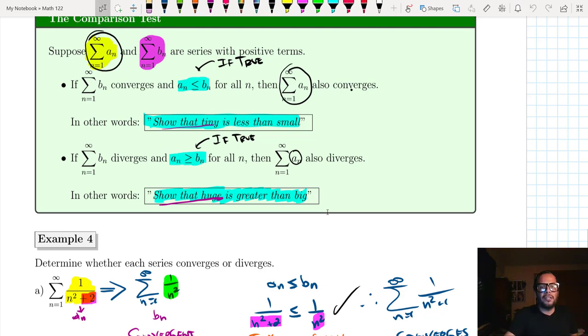We're going to show that huge is... okay, I'm having trouble here. I'm going to show that huge is greater than big. Okay, huge is greater than big. How are we going to show that? Okay, I'll show you with the example.